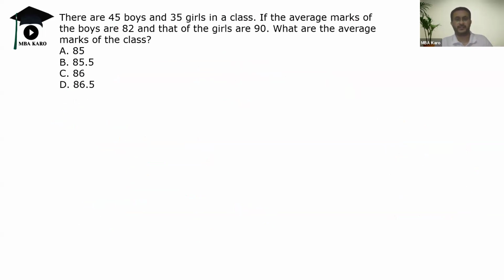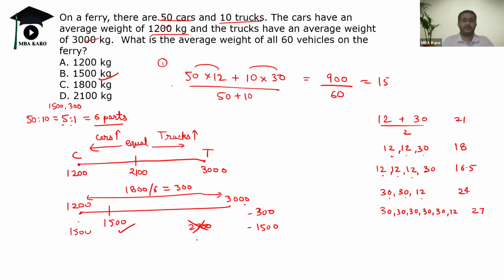So let us solve another question, right? There are 45 boys and 35 girls in a class. If the average marks of the boys are 82 and that of girls are 90, what are the average marks of the class? Okay. And remember this, the second approach that we used is applicable only when there are two values.